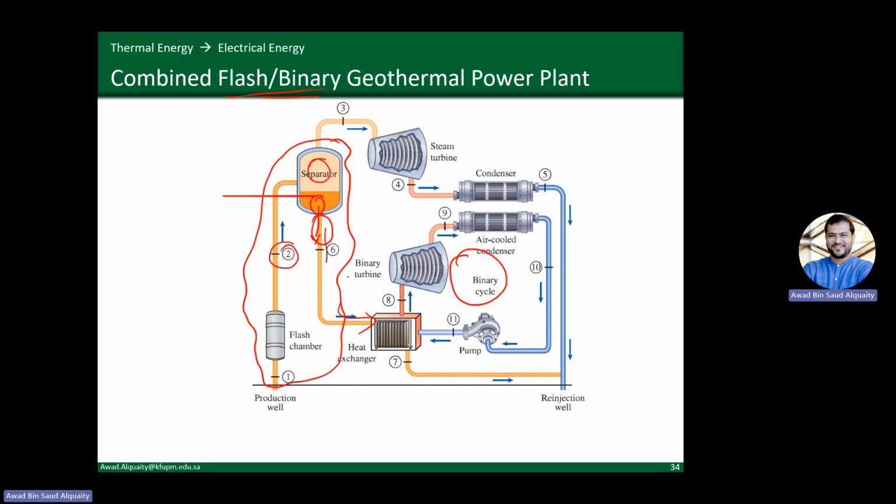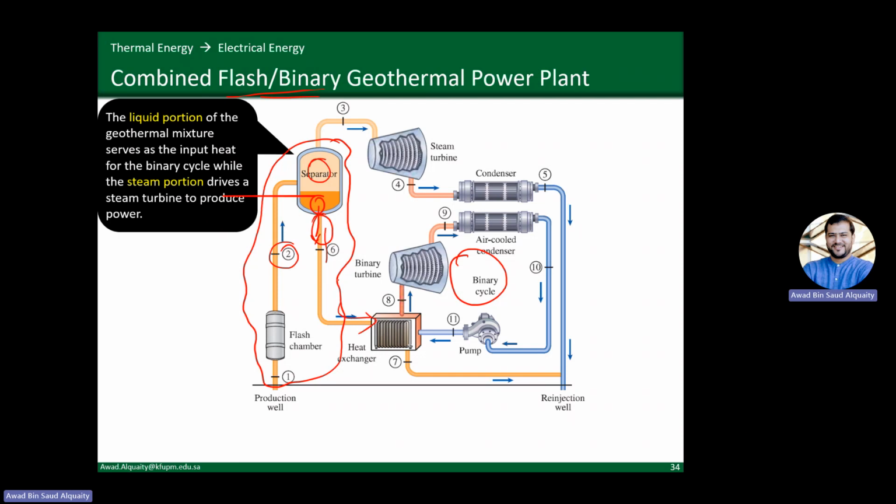So the difference in this combined flash/binary geothermal power plant is essentially what we do with the saturated liquid that comes out from the separator. Here we are sending it through a heat exchanger to transfer heat to the fluid going through the binary cycle. And as we discussed before, the working fluid of the binary cycle has a much lower boiling point. So as the water transfers heat, this allows the working fluid of the binary cycle to get vaporized. It gets converted from liquid to vapor, usually superheated vapor, and then it expands in this binary turbine.